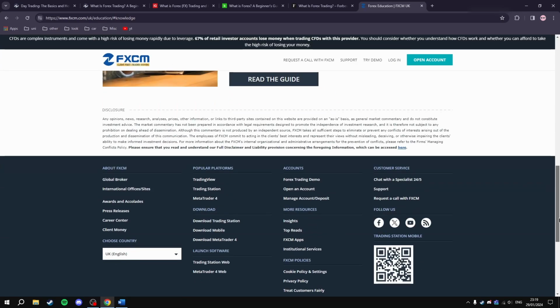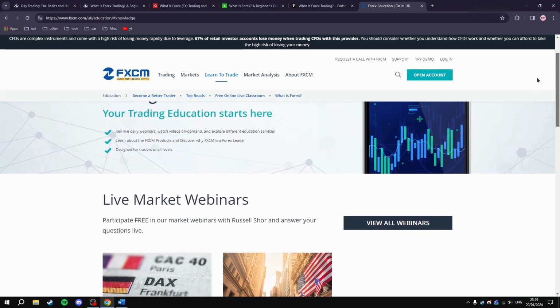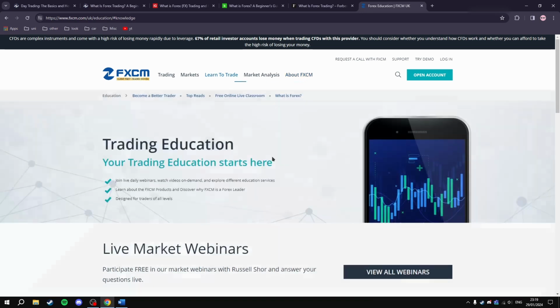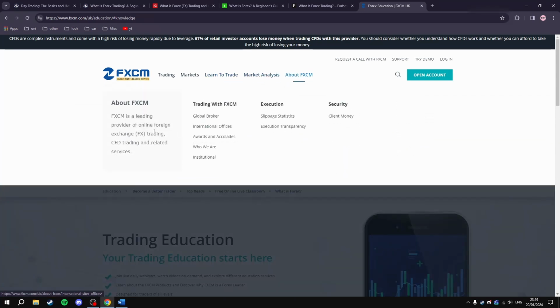Trading station, MetaTrader 4, TradingView. About FXCM. FXCM is a leading provider of online foreign exchange trading, CFD trading and related services.